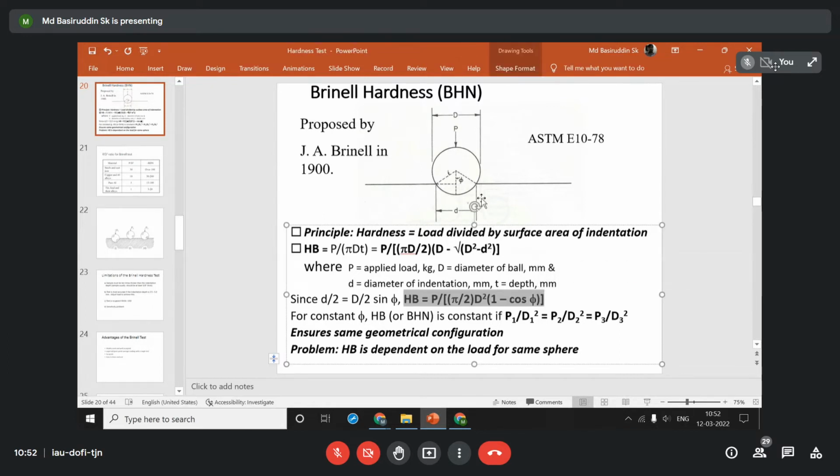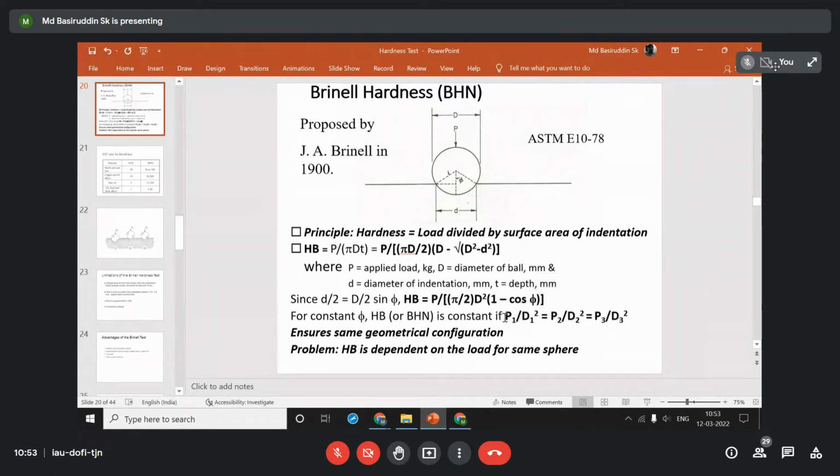But here the thing is, this is applicable when your phi value is constant. That means by following these relations, you can make a proportional equation, like P is proportionally related to D square. You can put this relationship only when your phi is fixed.